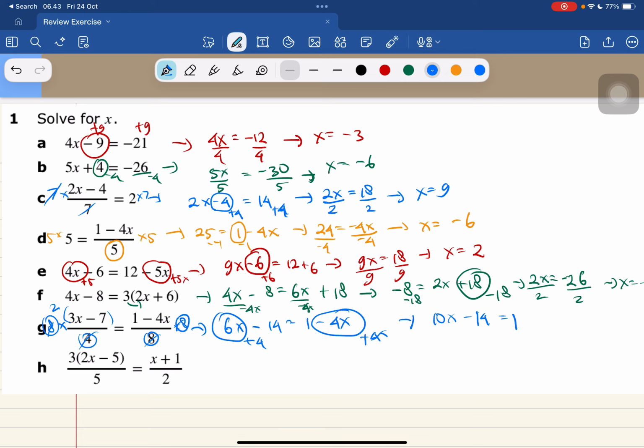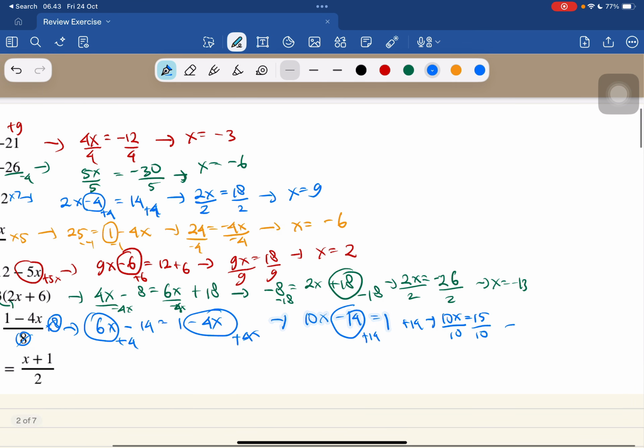Yeah, okay, that's correct. So next we've got minus 14 here. We can add 14 and do the same thing to the right side, adding 14. So 10x equals 15. This is 10x, so divide by 10 on both sides. That will give us x equals 1.5.